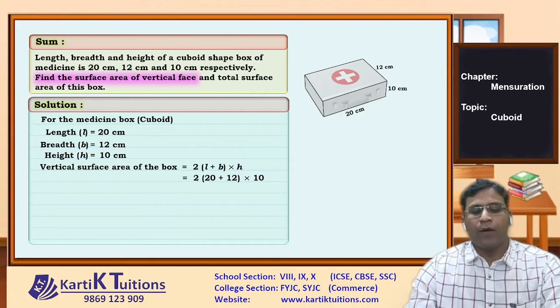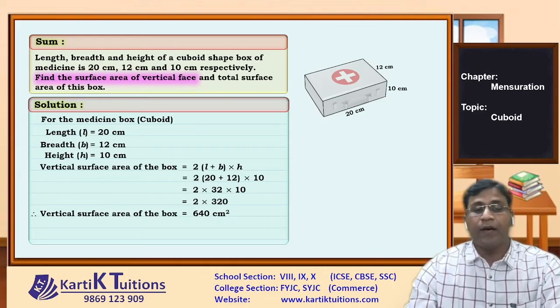Now, as per the BODMAS rule, first we need to solve the bracket. So 12 plus 20 becomes 32. So 2 into 32 into 10. Now 2 into 32 gives us 64. 64 into 10 gives us 640. So basically the vertical surface area of the box will become 640 centimeter square.